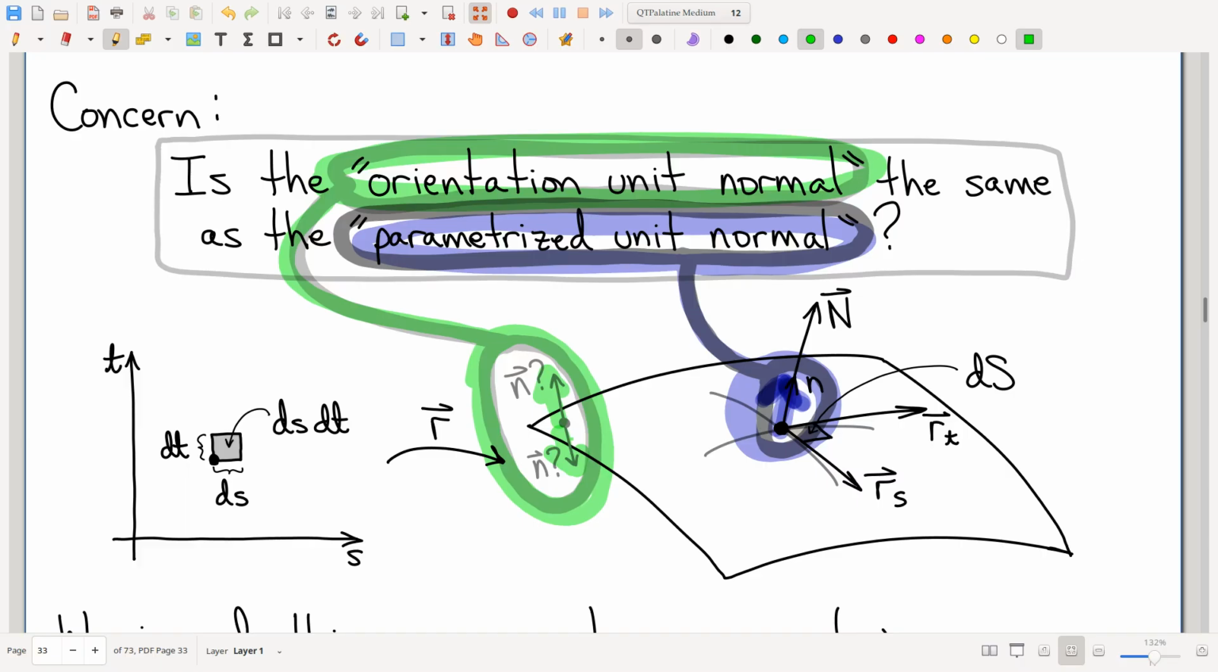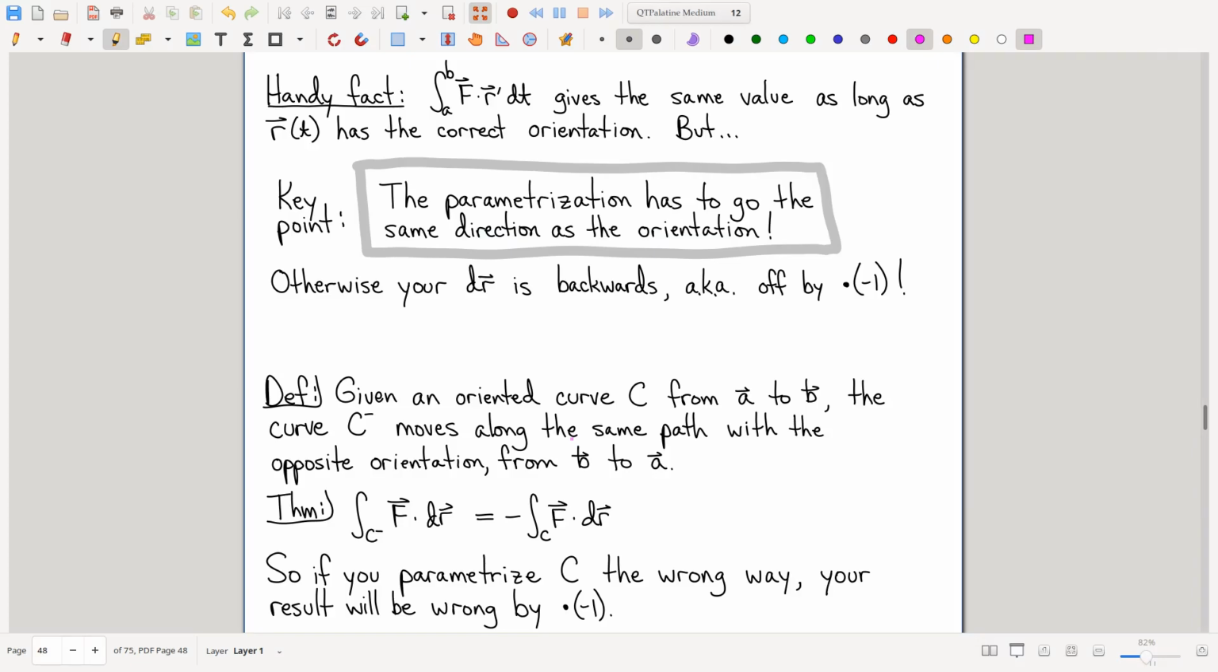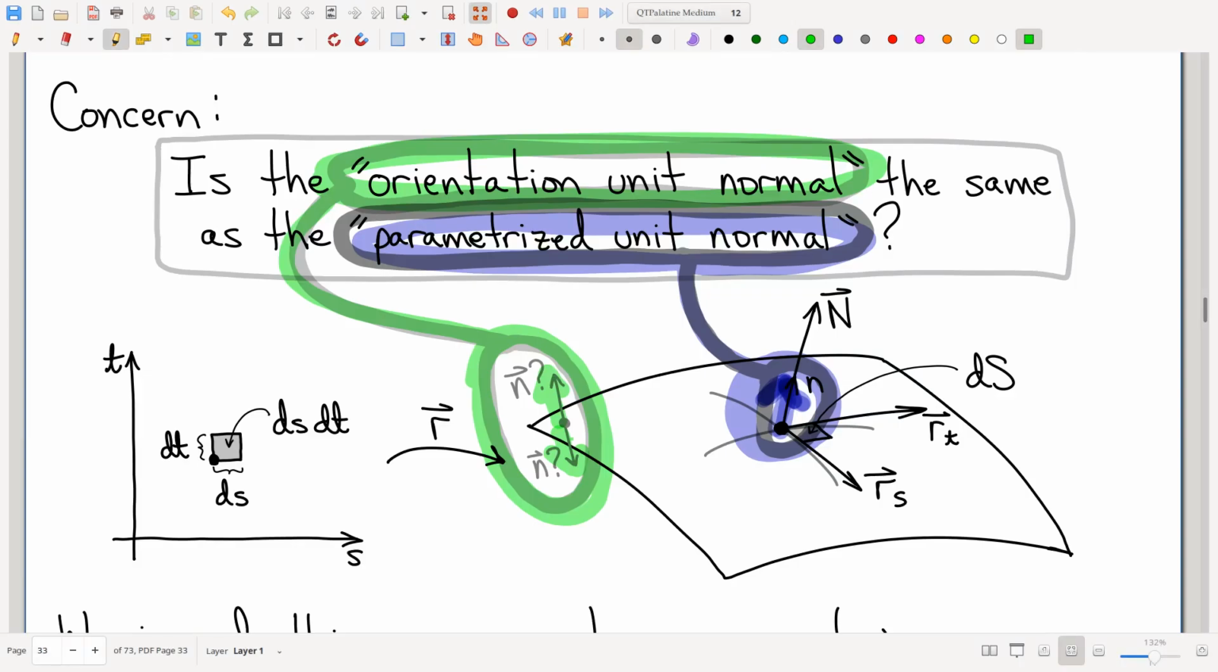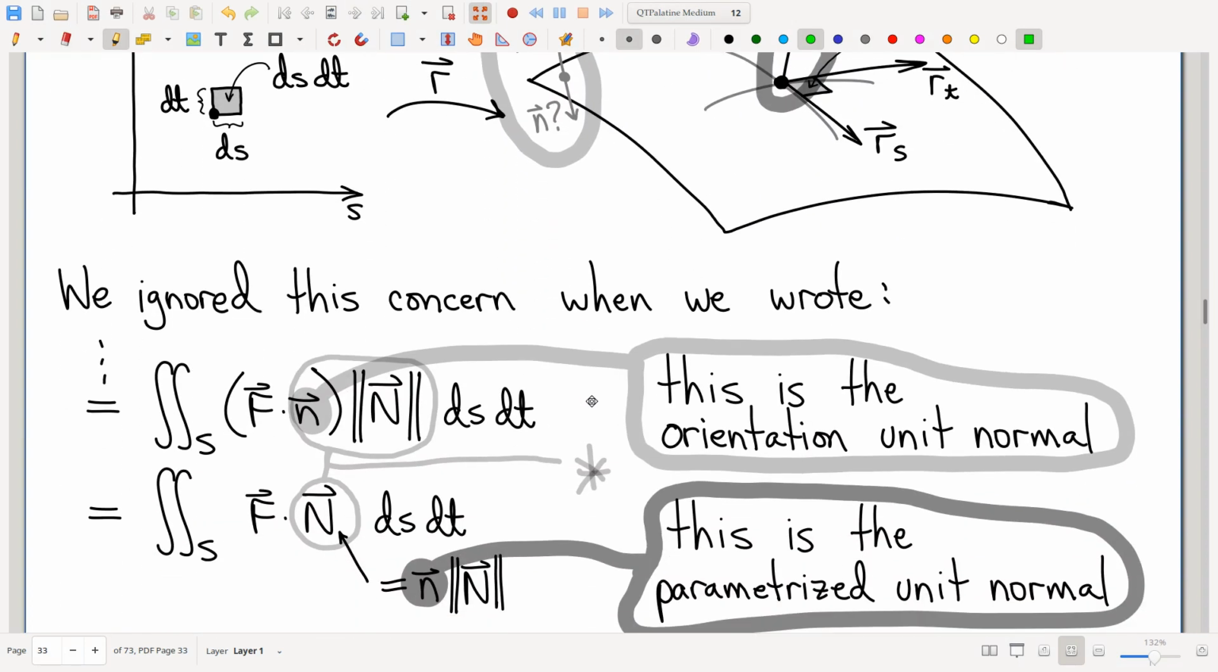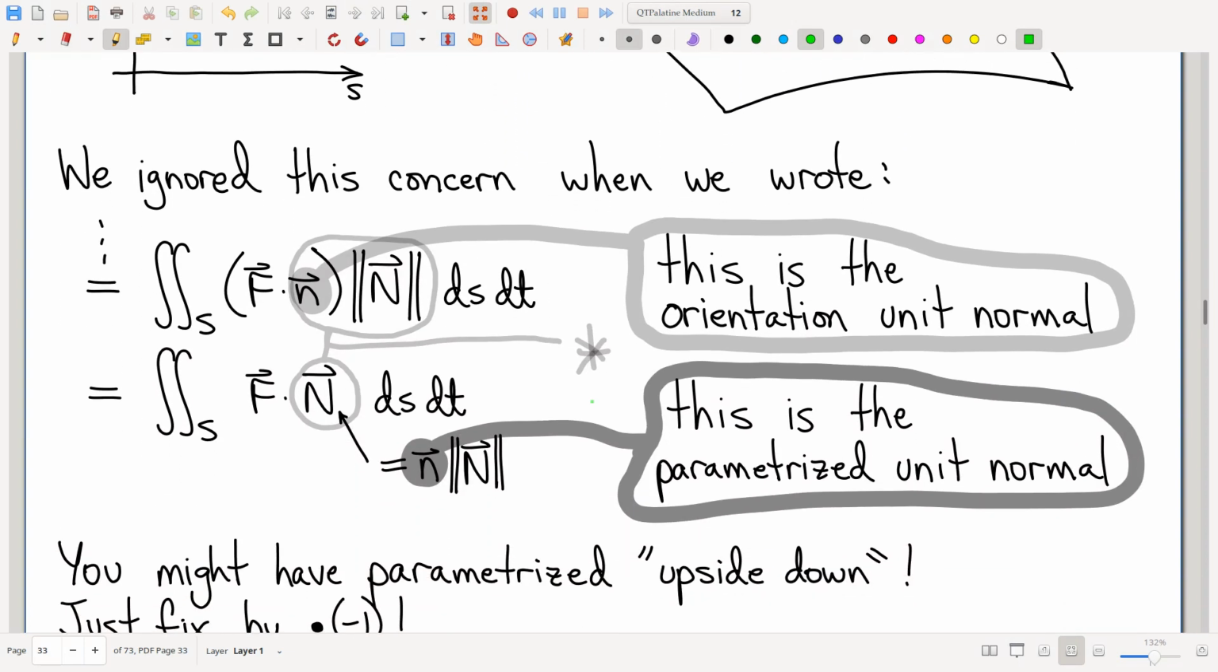So again, it's kind of the same as last time. There's two different ways to do it, and if you do it wrong, you've got to fix it with a minus sign. That's this theorem down here. So, same here. And this is the little math crime that I committed on the previous page. On the previous page, I conflated these two. We started off with an expression that came from the statement of the question. That little n in green is the orientation unit normal. That comes as part of the statement of the question, again, either explicitly or implicitly.